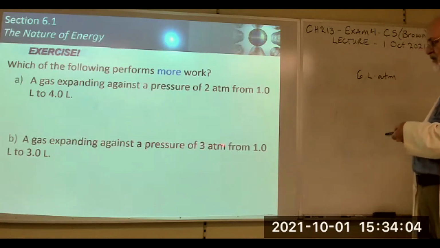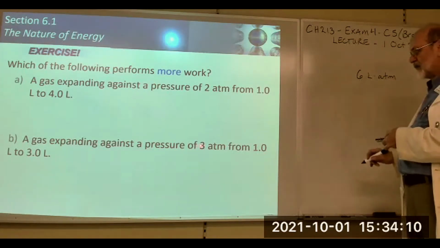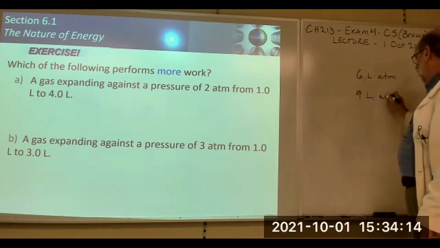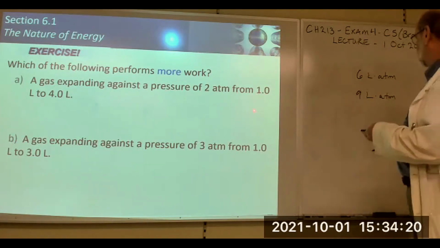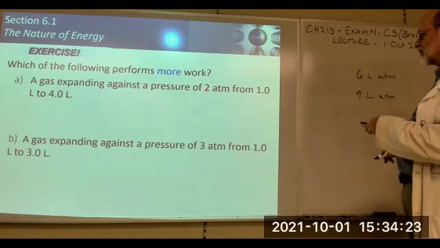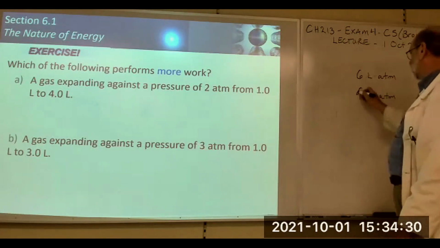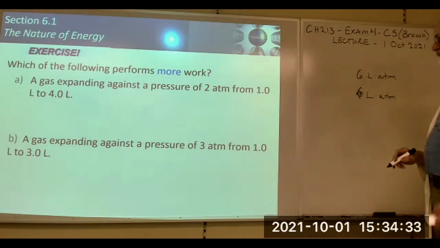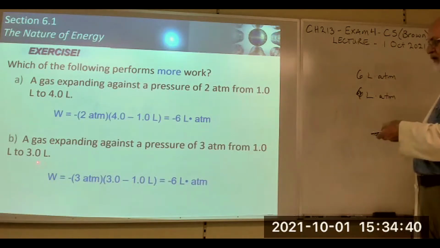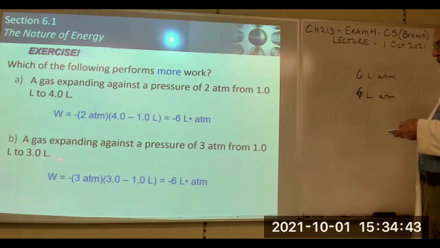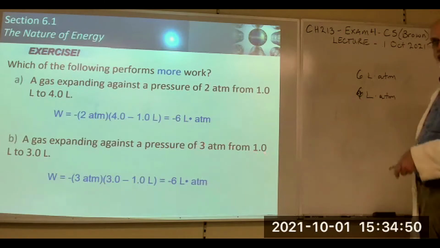How about this one? A gas expanding against a pressure of 3 atmospheres, going from 1 liter to 3. So it's expanded 3 times 3 is 9. So more work has been done under these conditions. Correct? Did I do that right? Wait a minute. Expanding gas, pressure of 2 atmospheres, 1 to 3. Oh, that's only 2. 2 times 3. Yeah, 2 times 4 is 8, 3 times 3 is 9. So we've gone from 1 to 3, which is a 2 liter change in volume, and this is a 3 liter change in volume. So 3 times 2 is the same as 3 times 2.